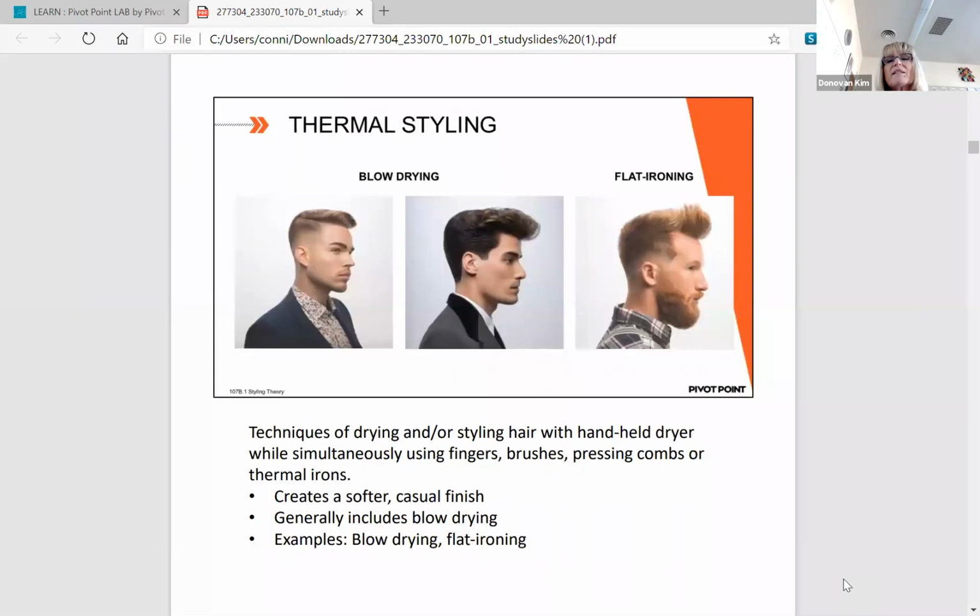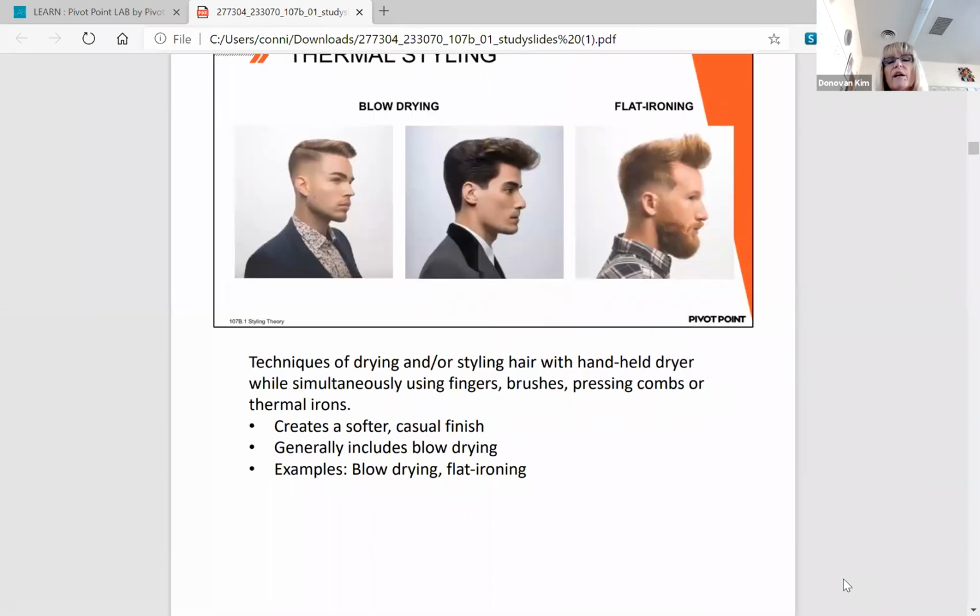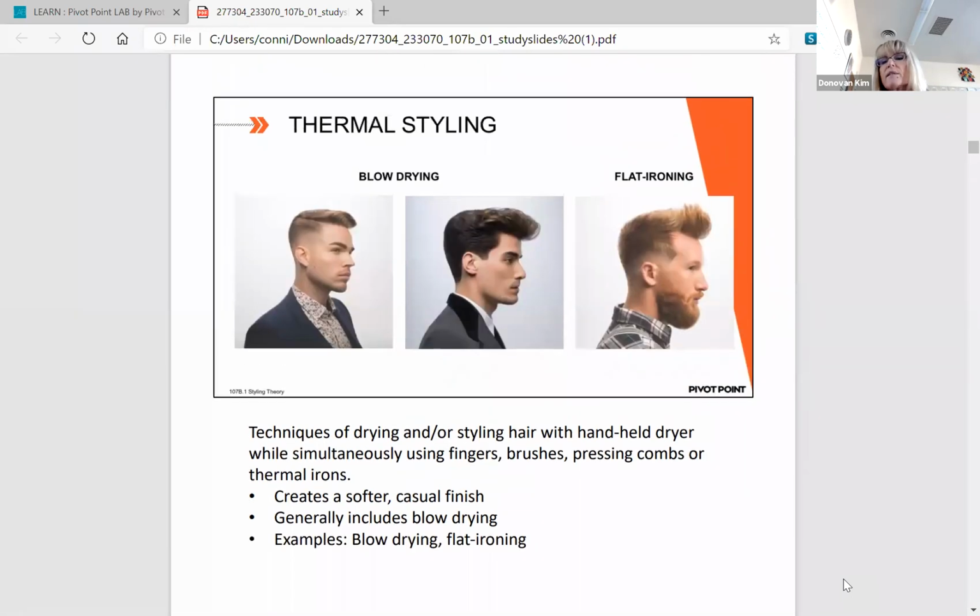In thermal styling, it's going to be a blow dryer, a flat iron. If you want to use a curling iron, it could be a curling iron. Anything that uses a heat device, anything that uses heat is going to be under the thermal hairstyling category.